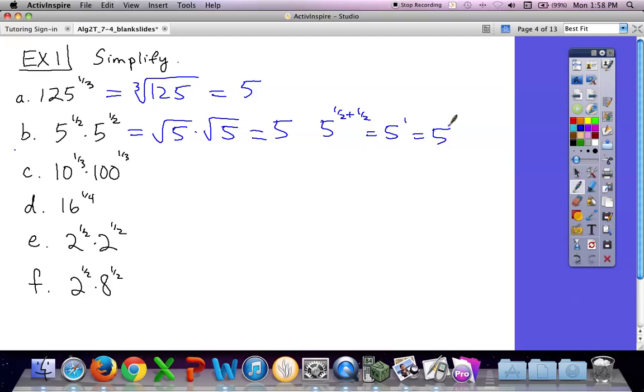I mean, that's why it's equivalent to take the square root of something is to raise it to the 1/2 power. Because again, if you times it times itself, you should get 5. If you add the exponents, you get 1. All means the same thing.